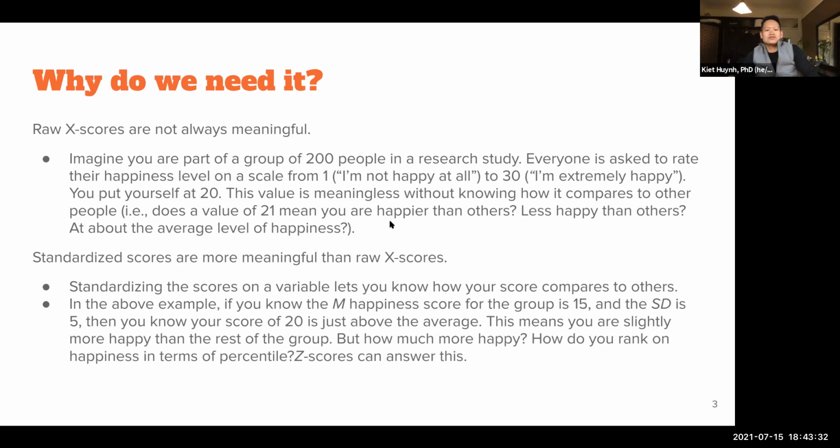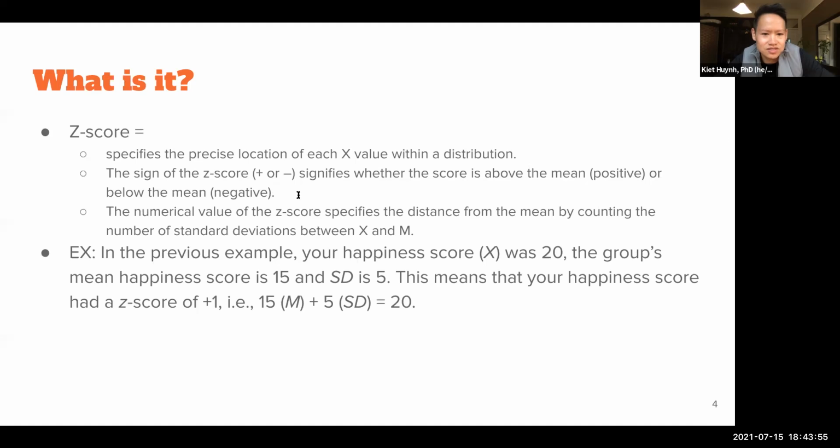everybody's asked to rate their happiness level on a scale of 1 to 20, 1 being not happy at all and 20 being extremely happy, and you put yourself at a 20. So what does that mean exactly? How happy are you? Does that mean there's a value of 20? I said 21 here in the example, but it should be 20 actually. Let me change that.